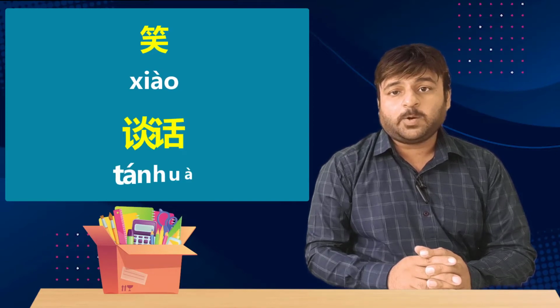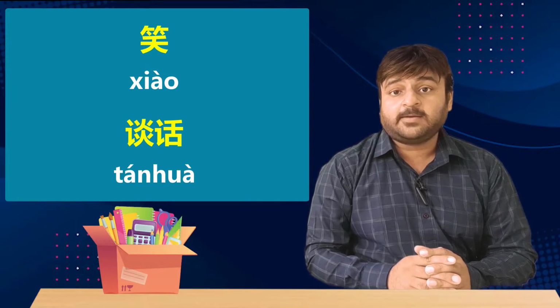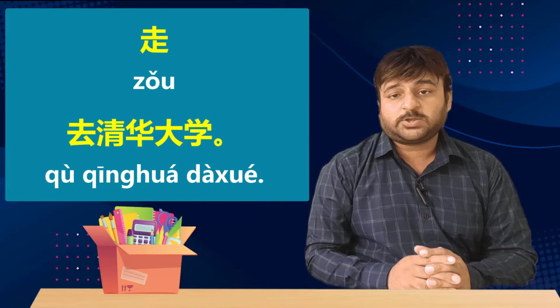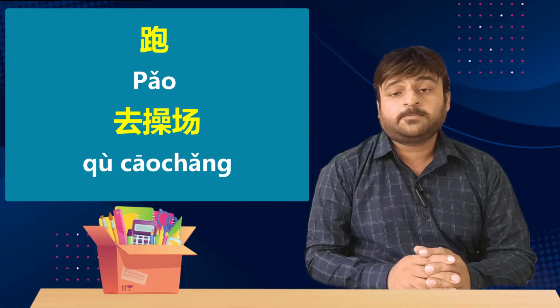站 to stand. 看球赛 to watch a ball game. 笑 to smile. 谈话 discuss. 他们笑着谈话. They are smiling and discussing. 走 to walk. 去清华大学。他们走着去清华大学。They are walking to Tsinghua University. 跑 to run. 出操场。他们跑着出操场。They are running to the sports ground.